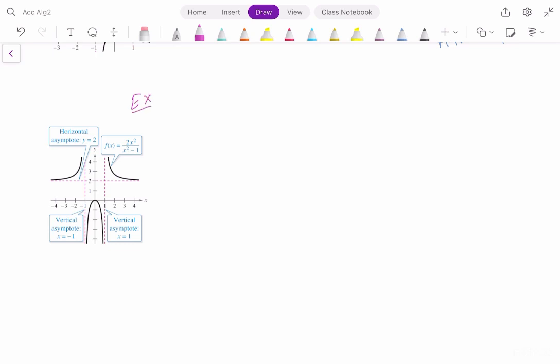So in this example, let's take 2x squared over x squared minus 1. Just by looking at it, what are we using? We are using SAUCE, because the highest power in the numerator and the highest power in the denominator are the same. So the horizontal asymptote will be 2 over 1, which is nothing but 2. And you can see in the graph, we have a horizontal line.